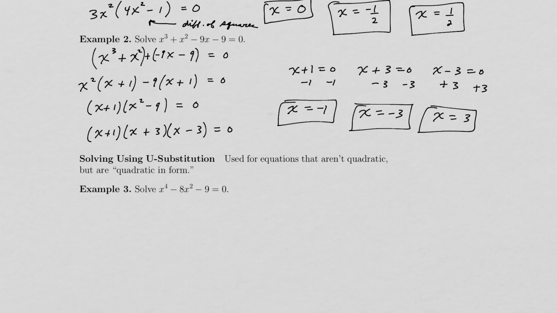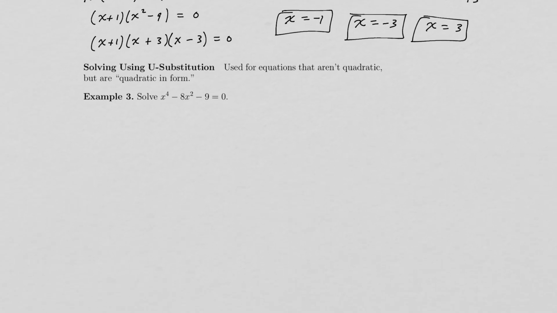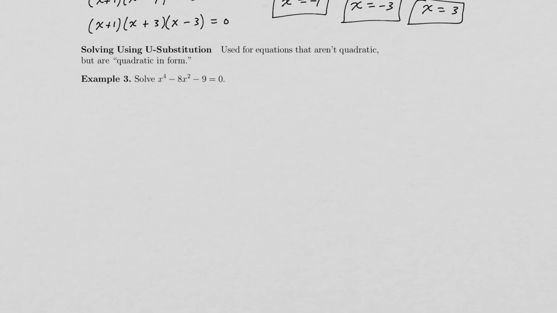Okay, so what if we don't have a quadratic equation? It's something more complicated. Like this next example here, this is like a quartic, a degree 4 equation. But if you look closely at this, it turns out it almost has the form of a quadratic equation if we make one substitution. What we're going to do is we're going to let u equal x squared.